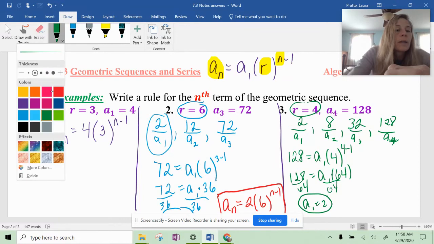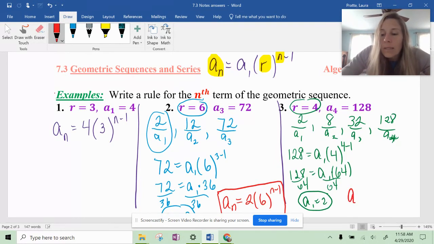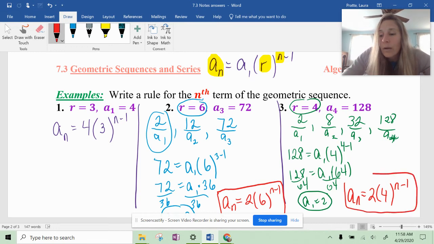So once you get that, you want to just plug into your rule. So a sub n equals 2 times 4 raised to the n minus 1. And now you can use that rule to find any number in the sequence simply by plugging in the n value.